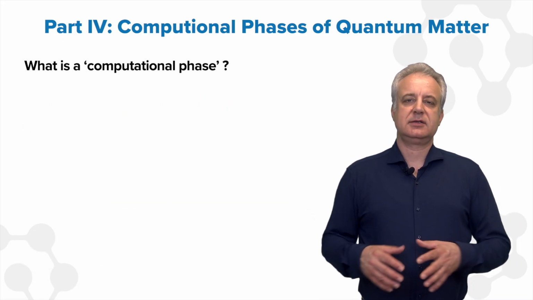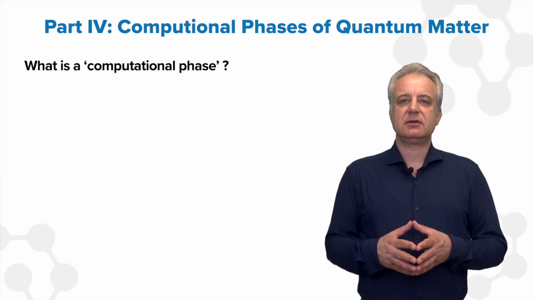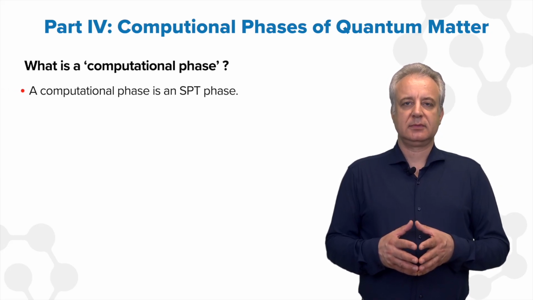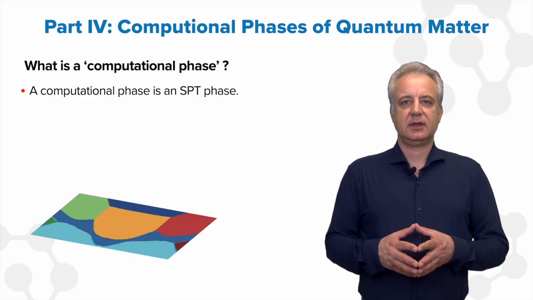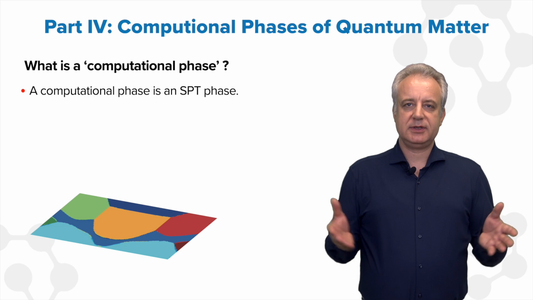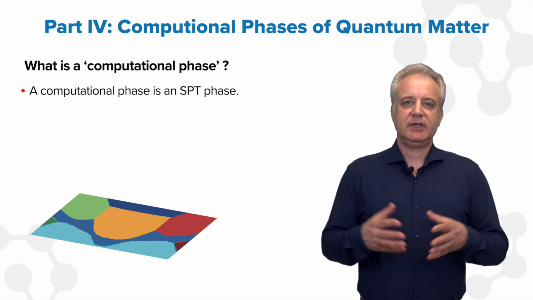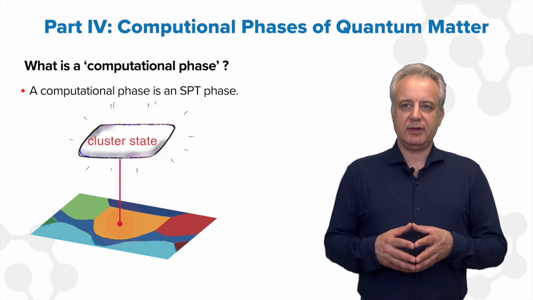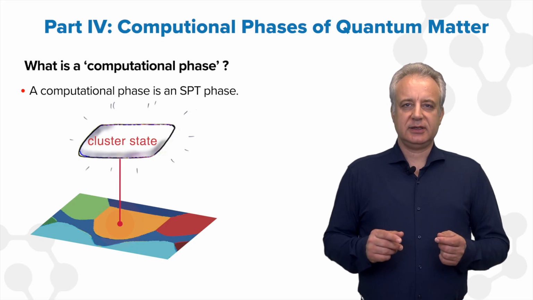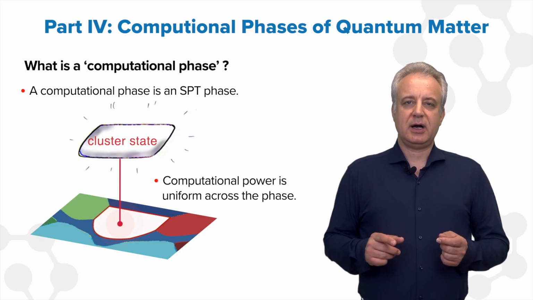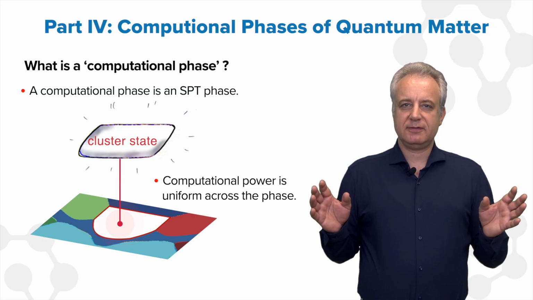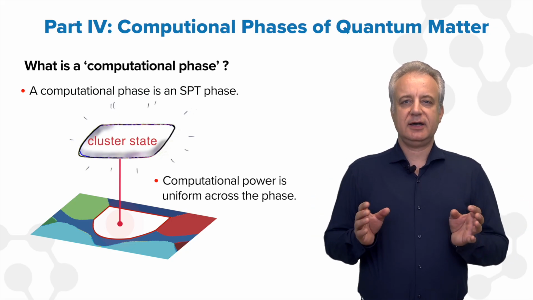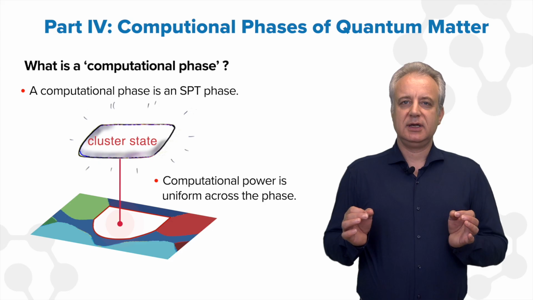Okay, so let's summarize what computational phases of quantum matter are. Such phases are SPT phases. Now let's look at a particular state in such a phase. Say the cluster state is in one of such phases. Then for that state we already know what the computational power is, but the result is that the computational power is uniform across the phase. So for any state in that phase, the computational power is the same.